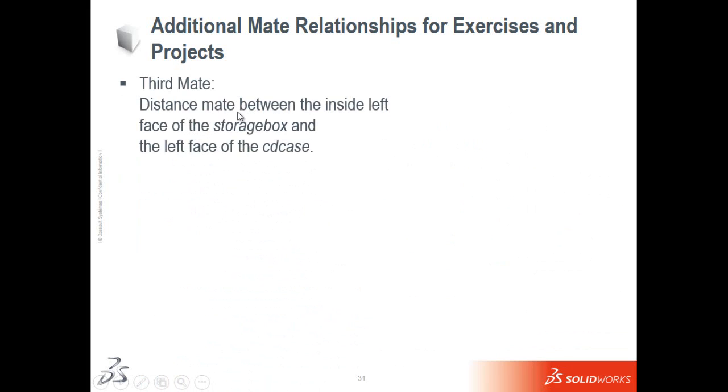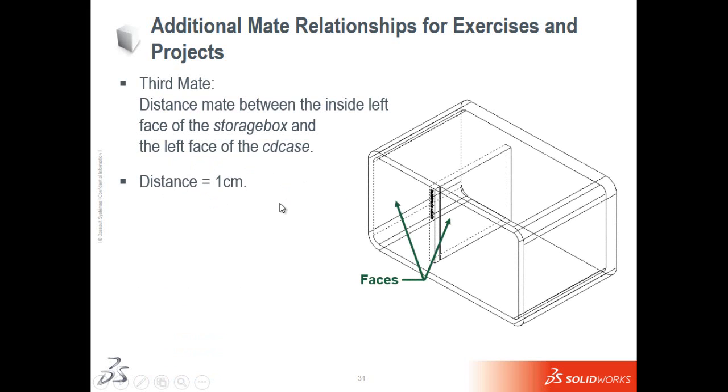The third mate is the distance mate between the inside left face of the storage box and the left face of the CD case. So you have a distance of 1 centimeter. This face will be mated to where the dash line is, the other face, the face closest to that. And then you want to add a distance of 1 centimeter.